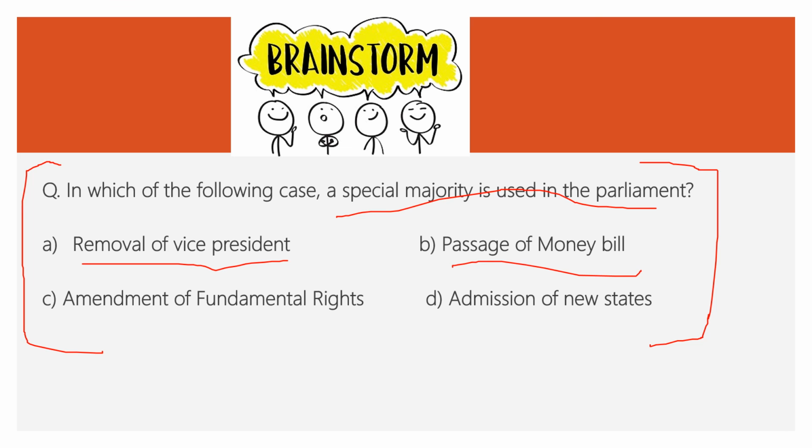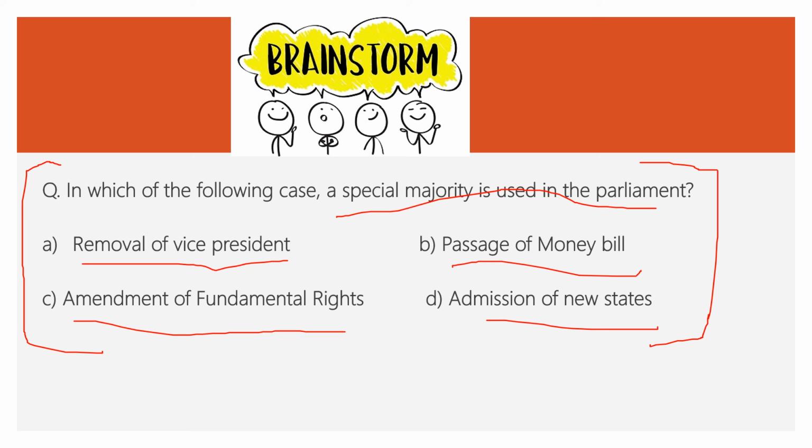Passage of money bill: you tell me what is used. Simple majority is used. Amendment of fundamental rights and admission of new states. So the answer is between these two only. Now you answer and tell me, what is the answer? Anyway, I will give the answer in the next slide.